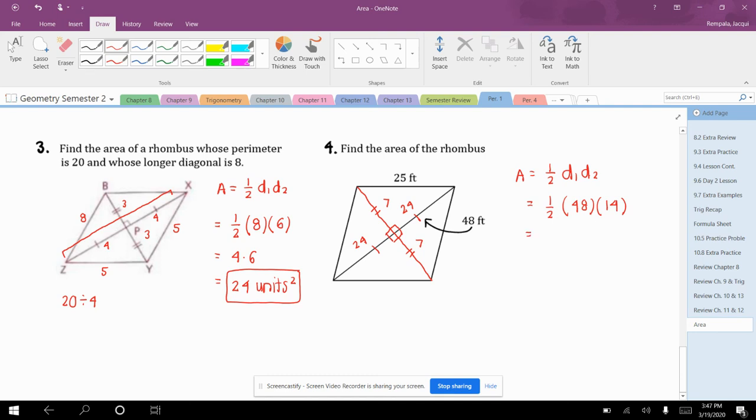Plug it all in at once, or you can take half of 48. Half of 48 is 24. And then I just have to multiply 24 and 14 together. And so that gives me 336. Notice in this example, they give me units, they give me feet. So because we were finding area, I would say then feet squared to finish the rest of that.